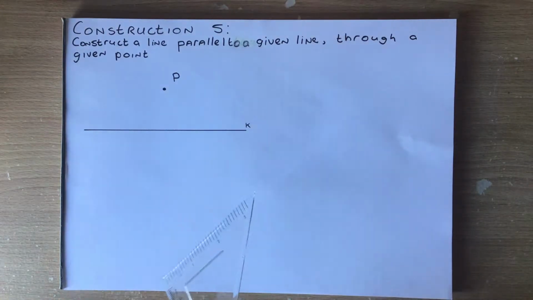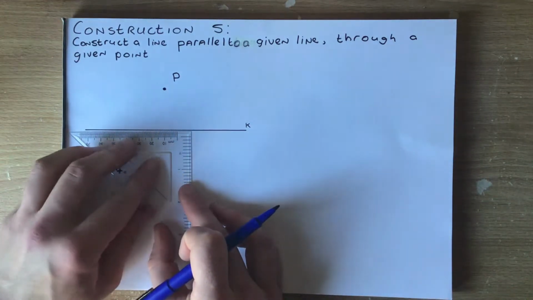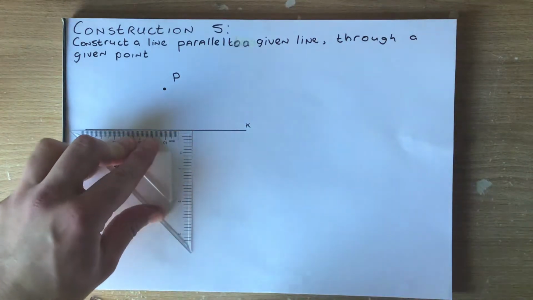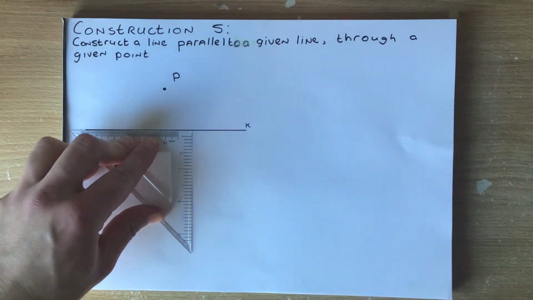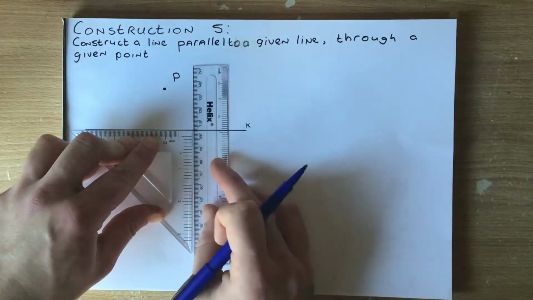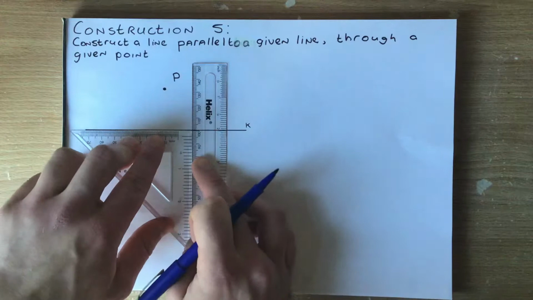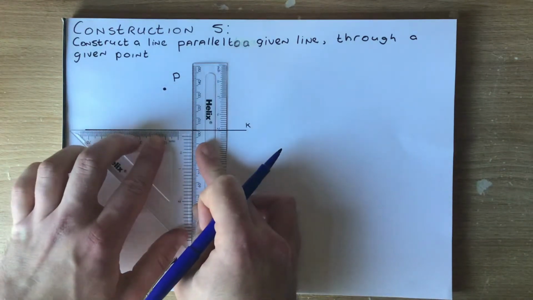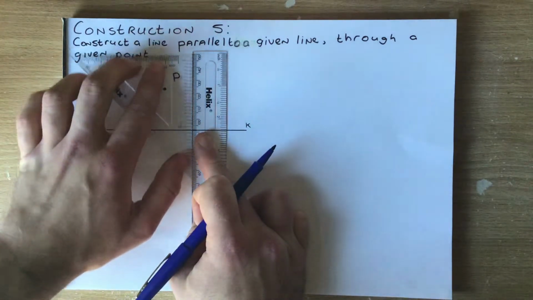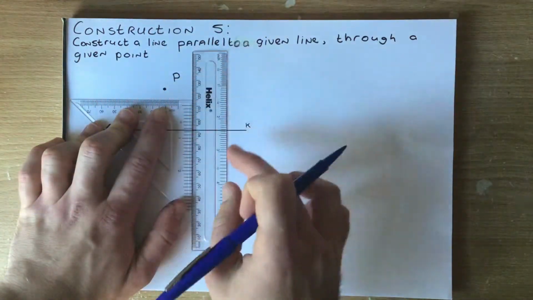So it starts off with us lining up our set square so that one side of the set square runs along the line that we've been given. Then we get our ruler and we place our ruler along the side of the set square that is at a right angle to the side that's along the line. So in this way, I can now slide the set square up and down, while I leave the ruler where it is. So now if I drew a line here, it would be parallel to K.